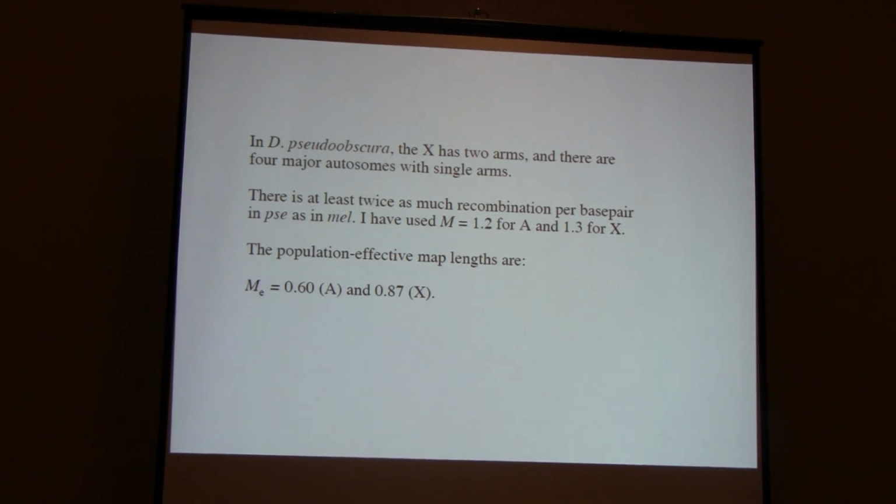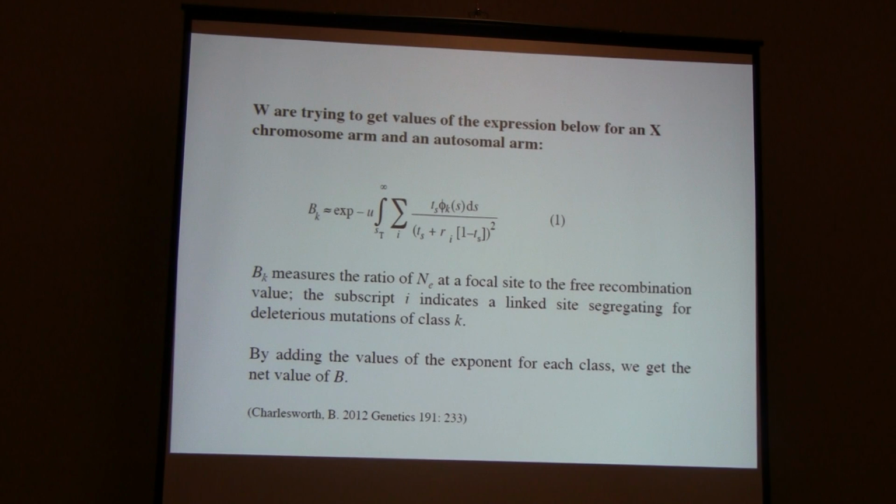So in pseudoobscura, the X has 2 arms, and there are 4 major autosomes with single arms. I'm just going to look at one of the 2 arms of the X. There's about twice as much recombination per base pair in pseudoobscura as in melanogaster. Mohamed's group have worked quite extensively on this. So the map length is about 1.2 for the autosome and 1.3 for the X in my model, and this gives us corresponding population effective map lengths, which we then plug in to our old friend, the background selection equation.